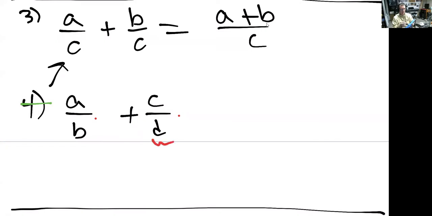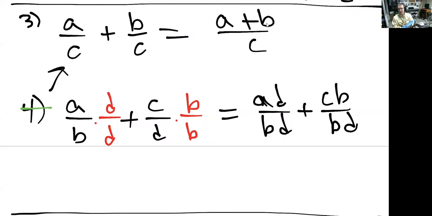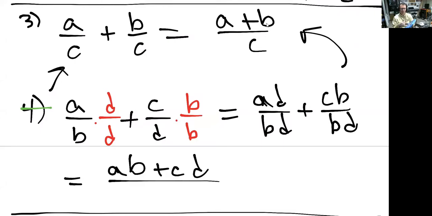So we've got a factor of D over here, but not on the left. So let's multiply by D over D. We see on the right, we're missing a factor of B. So I'm going to multiply by B over B. Now this gives us a different fraction problem. AD over BD plus CB over BD. Now these fractions have the same denominator. So now we know what to do, because that's what this thing said. It said, if two fractions have the same denominator, you can write it as one fraction, where you add the two numerators, the two tops together.